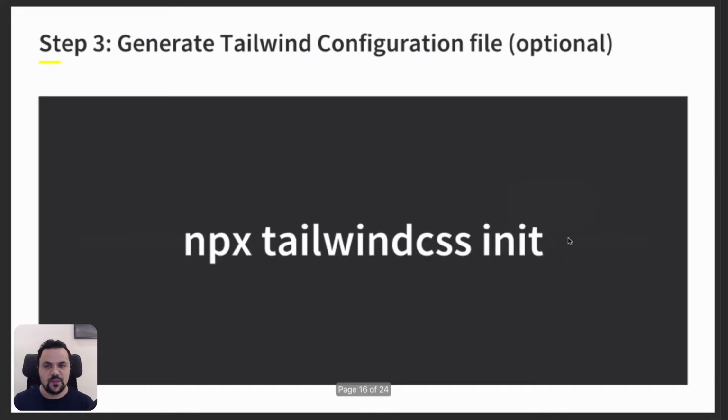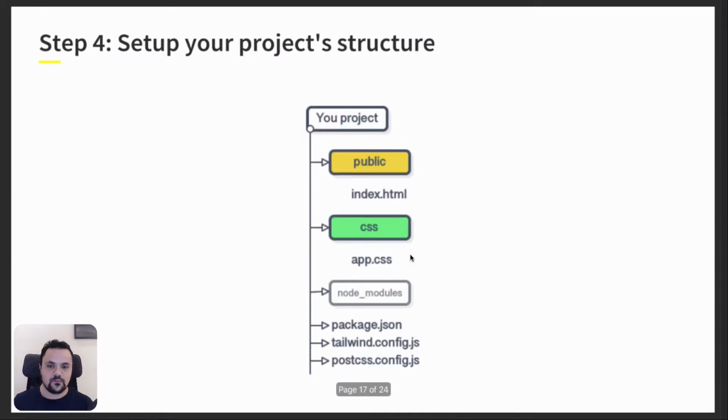Alright, step number 3 is to generate the configuration for Tailwind, and this is optional. If you want to customize Tailwind, you can run the command npx tailwindcss init, and then we can use that to extend its functionality, add other colors, or change the internal color system.